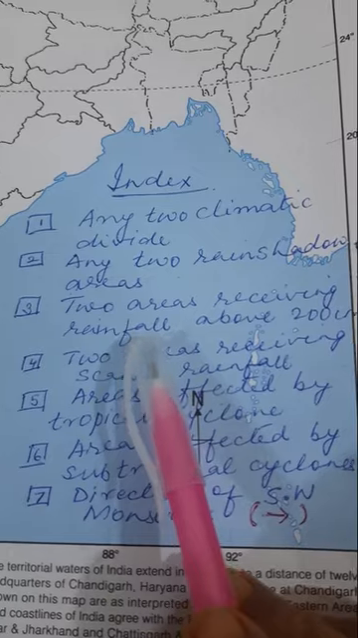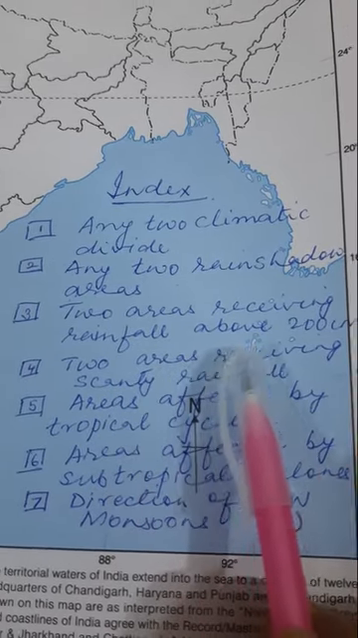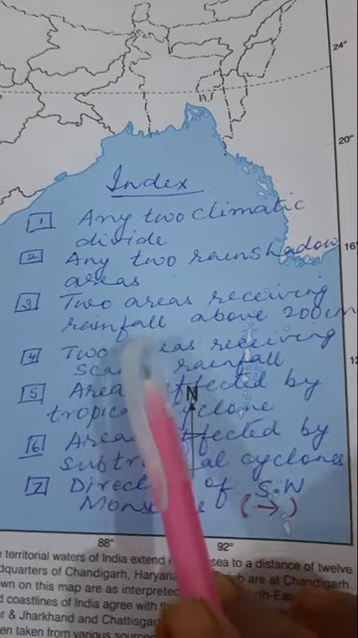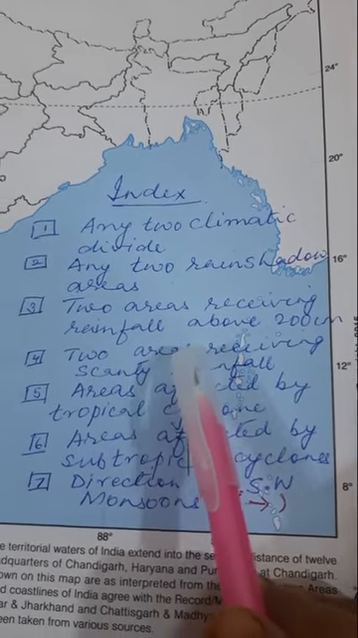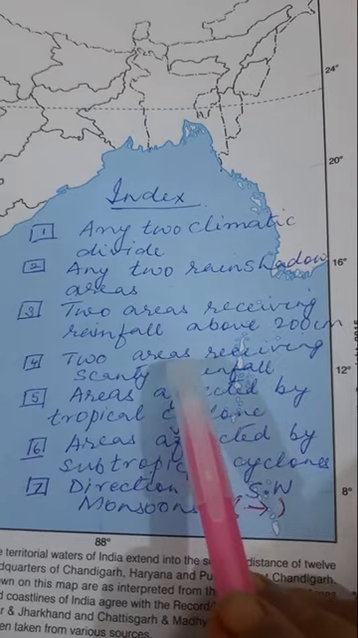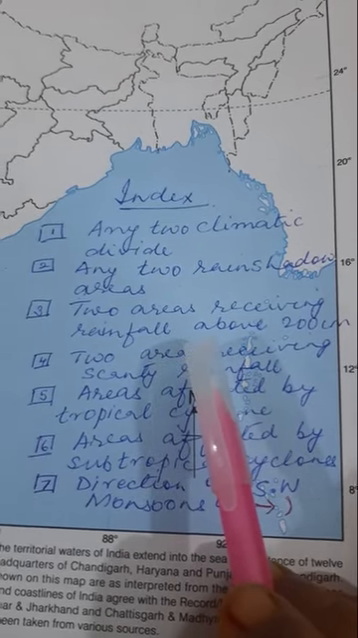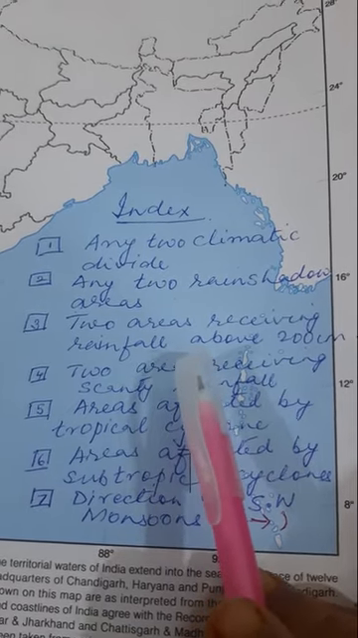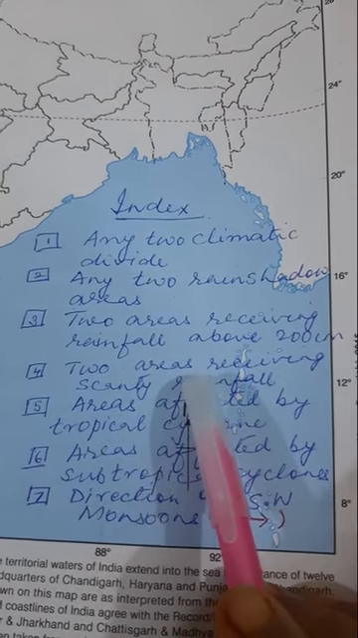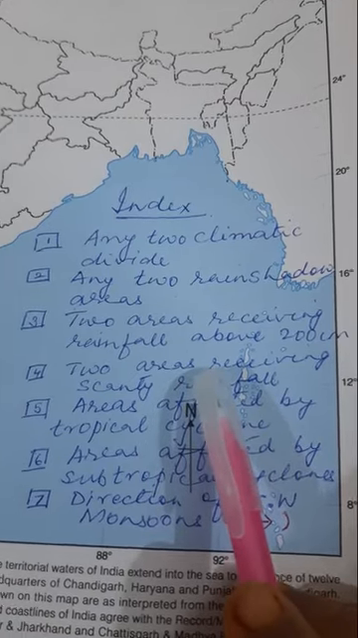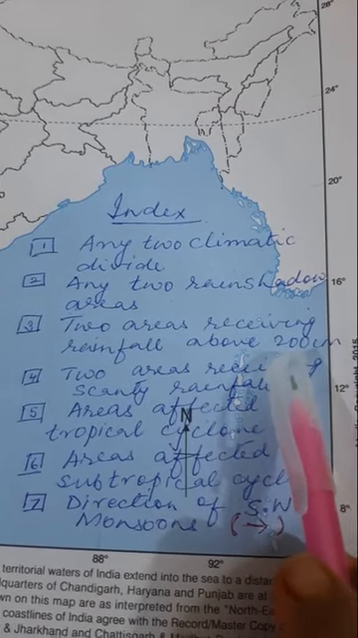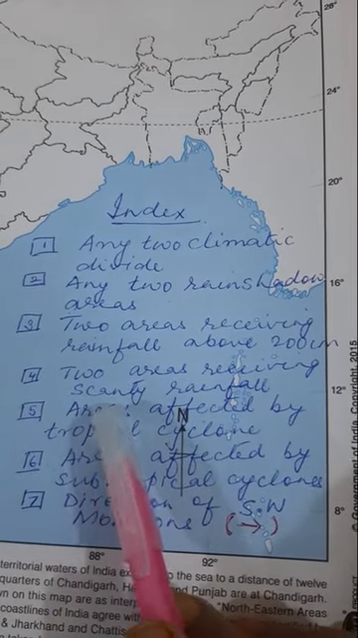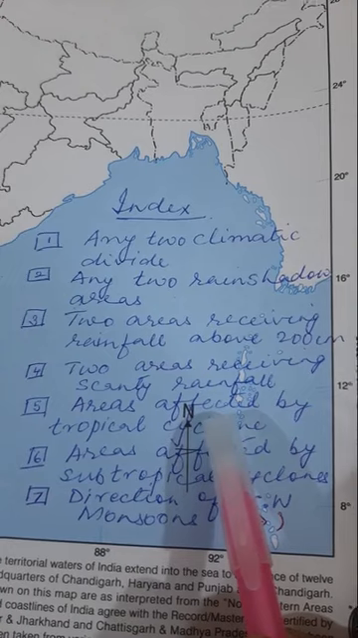Then two areas receiving rainfall above 200 centimeter. So this means these are those areas which receive the first rainfall. The advancing monsoon strikes there or goes there first and gives the rainfall. So these areas have heavy rainfall. The fourth point is two areas receiving scanty rainfall.